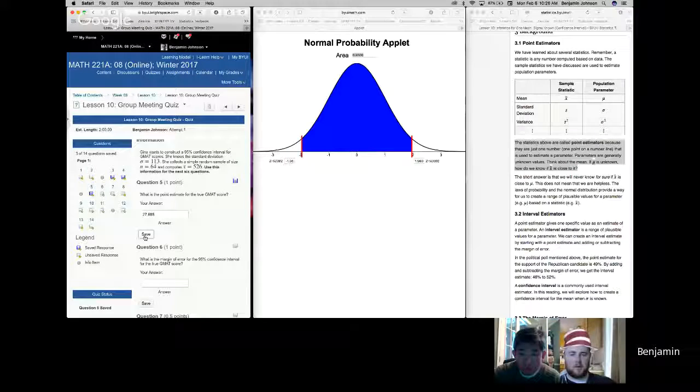I got 27.685. It's off at 2. Is anyone else doing it? 27.685. Yeah.